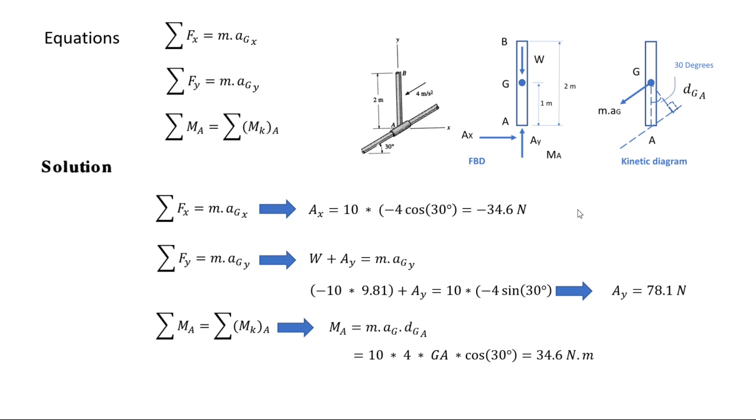So the mass is 10 multiplied by the acceleration of 4 multiplied by the distance GA, which is 1 meter, multiplied by the cosine of 30, which is equal to 34.6 Newton meter. And that will be the moment we're going to have around the point A. Okay, so see you in the next question.